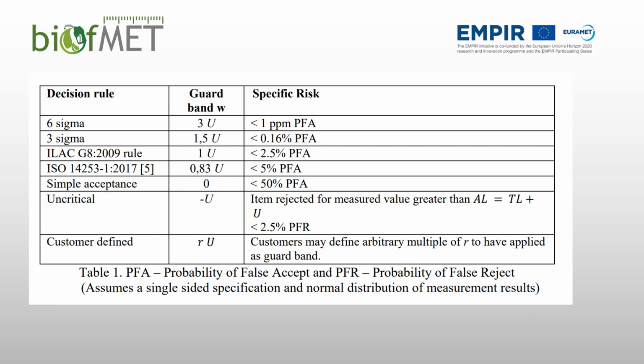The ILAC G8 gives an example on commonly used guard bands. Typically, the guard band is determined as a factor multiplied with the expanded uncertainty of measurement. For example, the guard band can be set equal to the expanded uncertainty, which then results in a probability of false accept less than 2.5%. This is very useful.